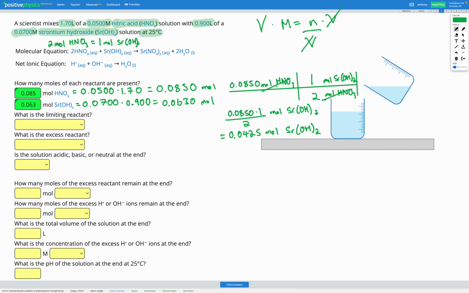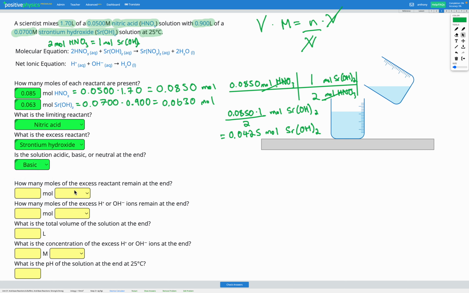Now, the amount that we have is 0.063 moles. That's more than the amount that we just calculated we need to react completely with the nitric acid. So that means that our strontium hydroxide must be in excess. So let's fill that in now. Our excess reactant is going to be the strontium hydroxide, and our limiting reactant is going to be the nitric acid.